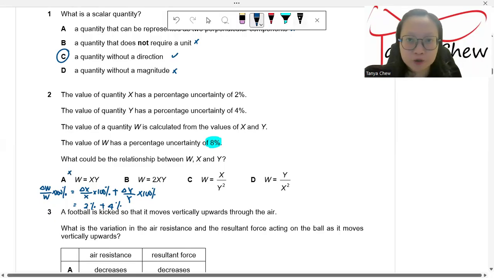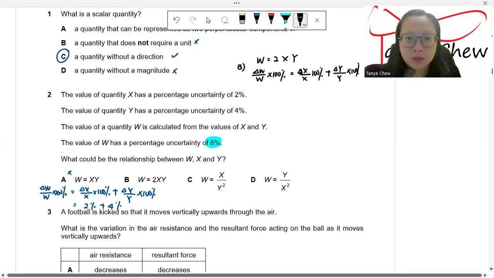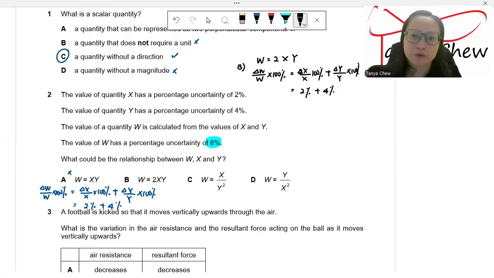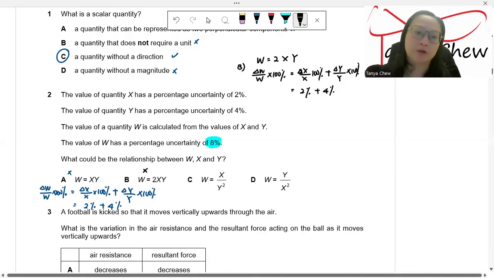Let us look at B. I am going to do B here. This is B. So W is equal to 2XY. Now, 2 is just a number. You can just ignore it. So this is about multiplication. So delta W over W times 100% is equal to delta X over X times 100% plus delta Y over Y times 100%. Delta X is 2%, delta Y is 4%. Again, the percentage uncertainty of W is supposed to end up with 6%. So B cannot be your answer as well.